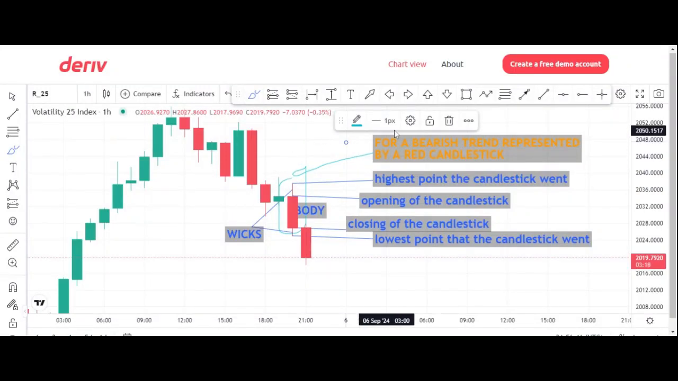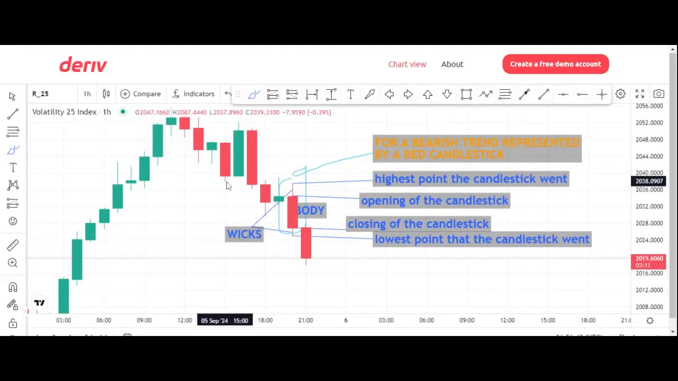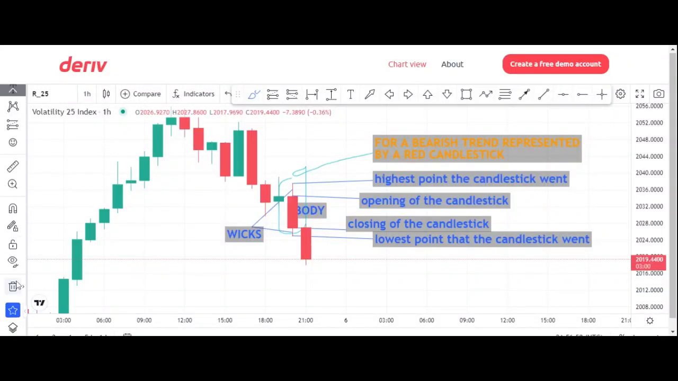And with that, we can now look at the bullish candlestick, and the explanation is just the opposite of that of the bearish candlestick. With that said, I will clear all this, and we have the discussion for a bullish candlestick.